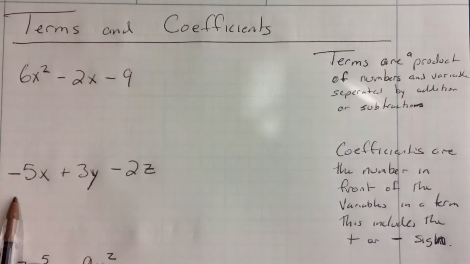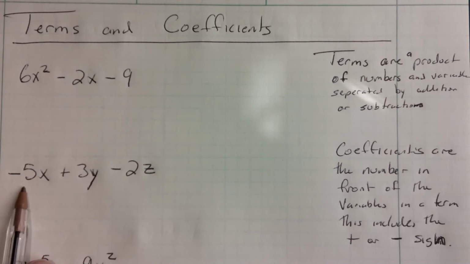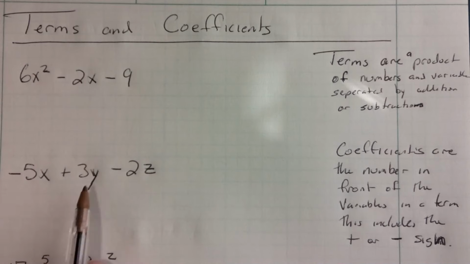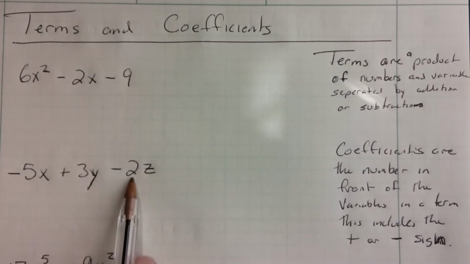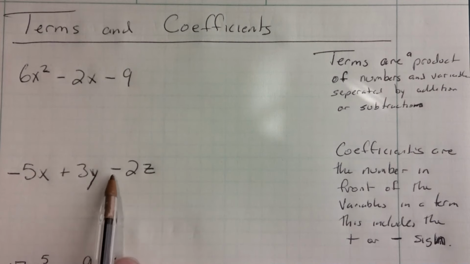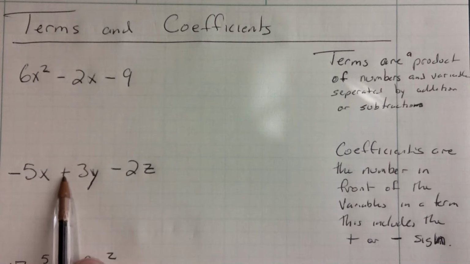This second expression here, there's also three terms. There's the first term of negative 5x, there's the second term of a positive 3y, and there's a third term of a negative 2z. So again, terms are separated by either minus signs or plus signs.